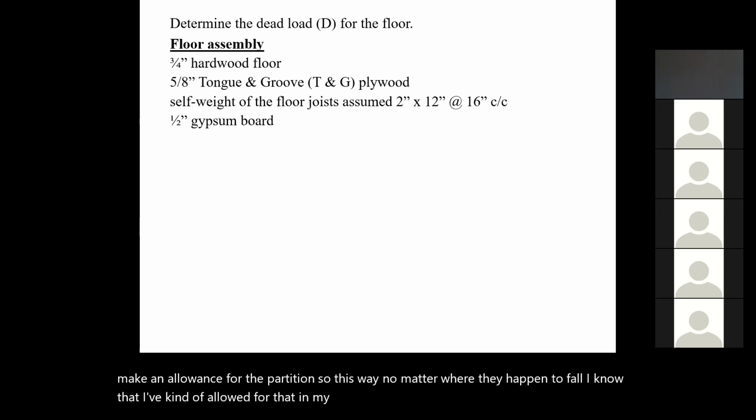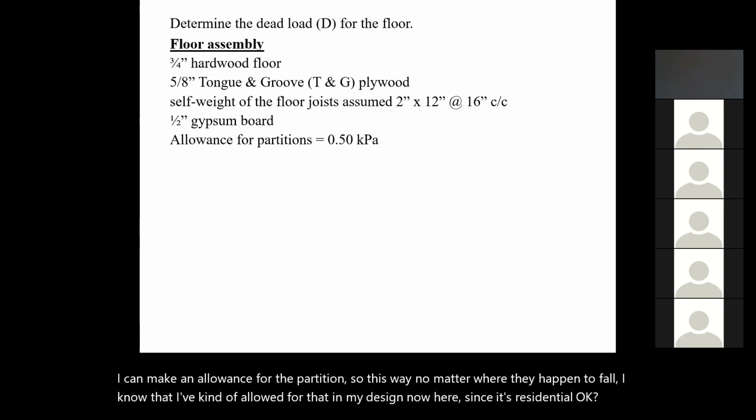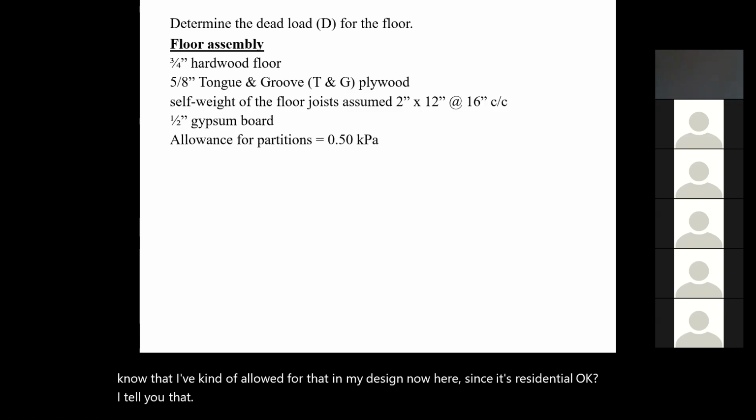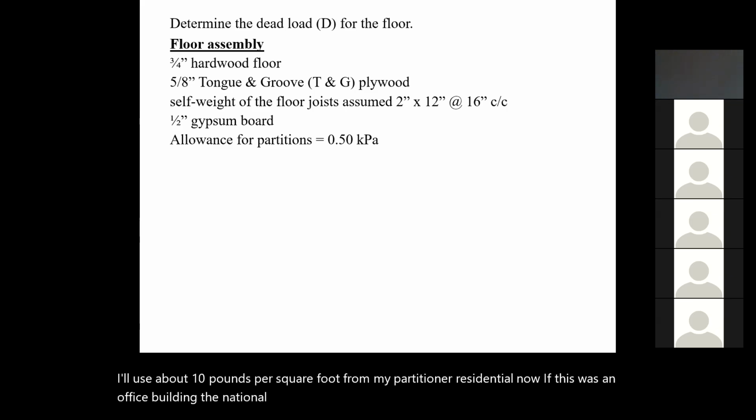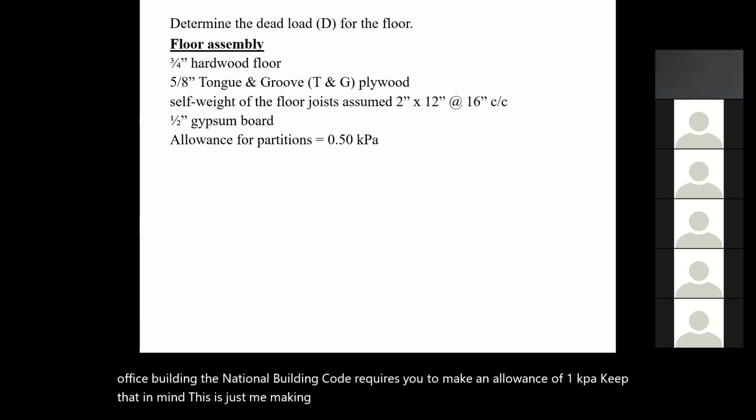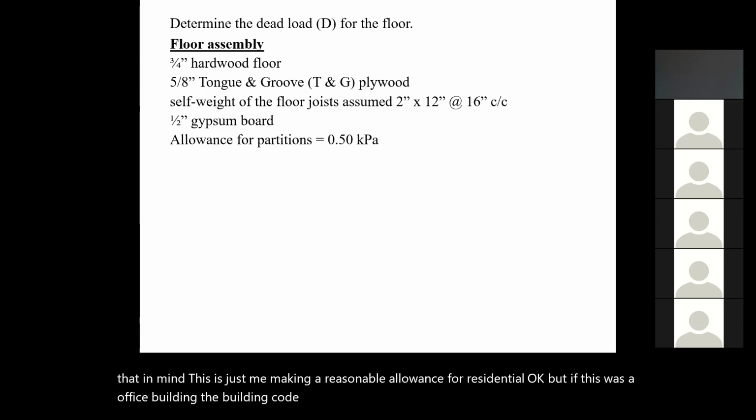Now, since it's residential, I'll use about 10 pounds per square foot for my partition. If this was an office building, the National Building Code requires you to make an allowance of 1 kPa. Keep that in mind. This is just me making a reasonable allowance for residential. But if this was an office building, the building code requires 1 kPa minimum for your partitions. That would be 20 pounds per square foot.